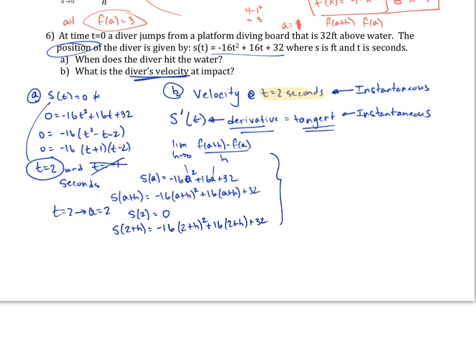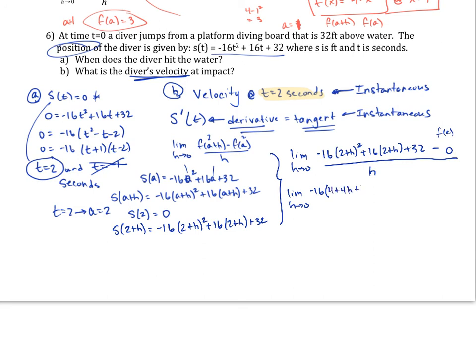So let's put this in our formula. Remember, we had 2 plus h. So the limit as h goes to 0 of this thing now is negative 16 times (2 plus h) squared plus 16 times (2 plus h) plus 32, minus S of a, which we said was 0, all over h. All right, so the limit as h goes to 0, and this becomes negative 16 times (4 plus 4h plus h squared), plus I can distribute this.